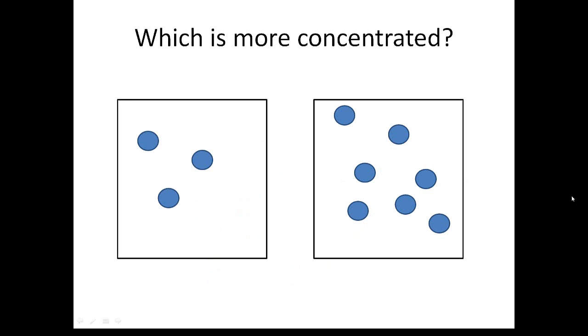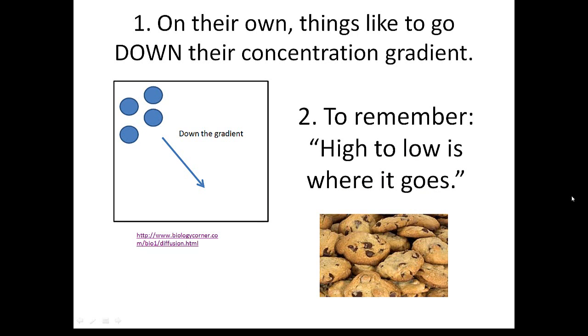Just a quick check, which one of these is more concentrated? You have the same amount of space, that box, however you have more dots on the right side. So hopefully you said that the right side is more concentrated. On their own, now thinking back about molecules, stuff likes to go down its gradient, and what this means, it goes from high to low naturally. I always remember the little rhyme, high to low is where it goes.